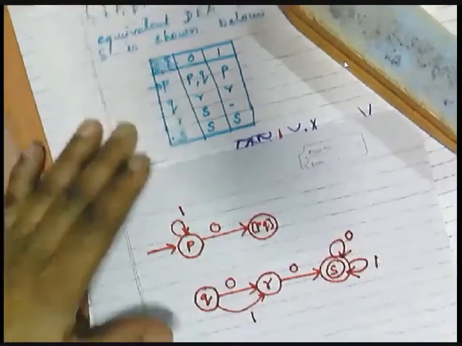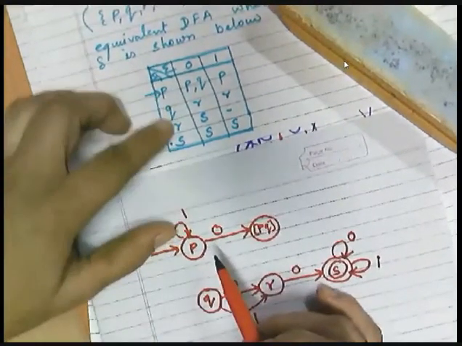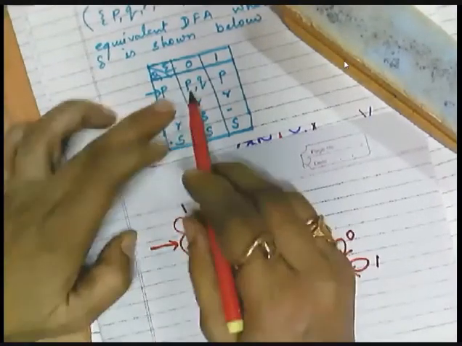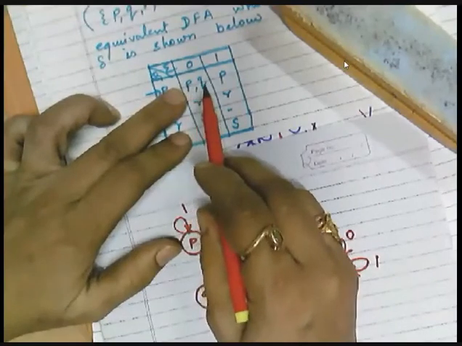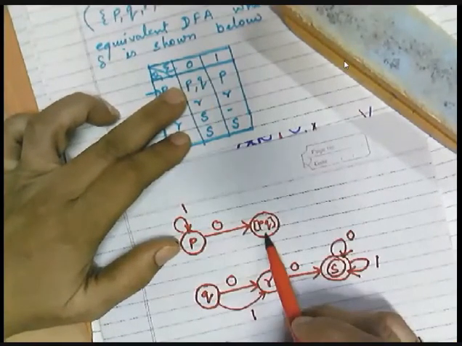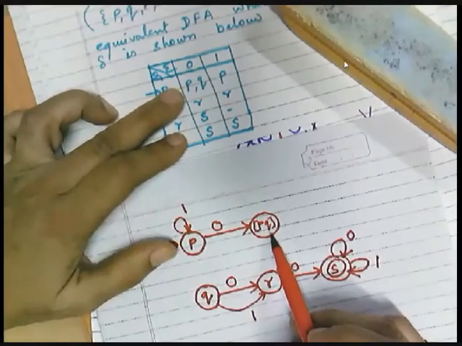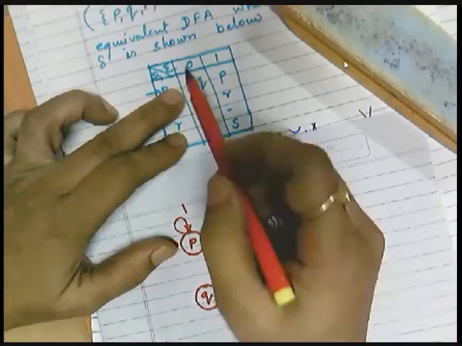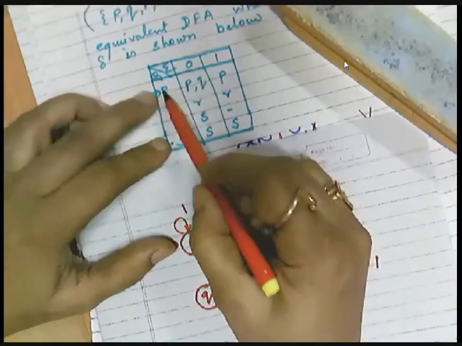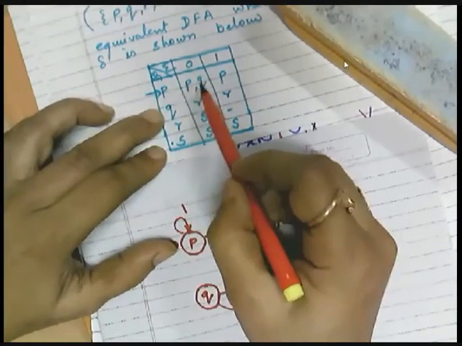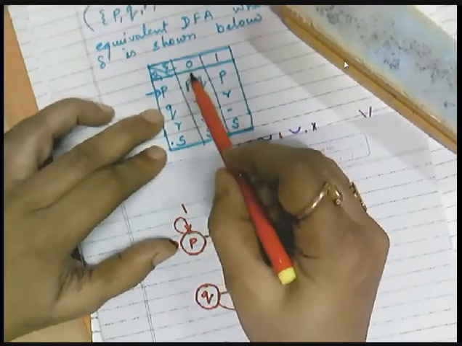Now, here, for all these 4 states, we have shown all the transitions. Now, here we got state PQ. Okay, so this is your PQ state. So now we need to test it on 0, where it will move. So PQ, we need to do union of these 2 rows. Okay, so PQ on 0 moves to PQR.